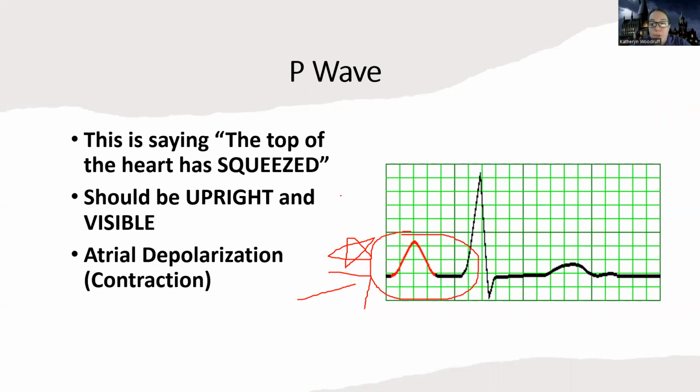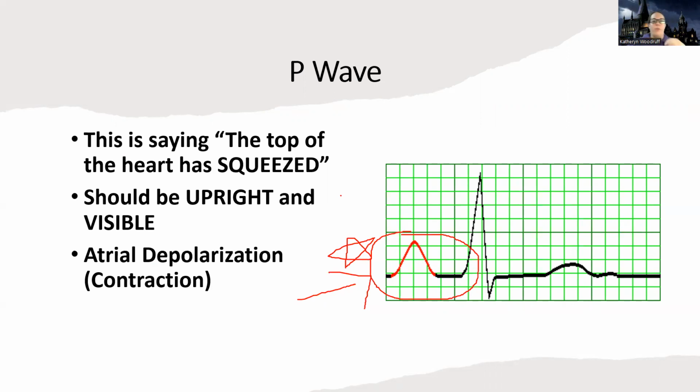Usually I look for this first. When I'm looking at a rhythm, I'm like, okay, let me start with my P waves, because I just like to go in order. So what you should see here is an upright and visible wave, like a hill. Sometimes it might be a little pointier, a little rounder. It doesn't matter, as long as it's upright and visible. That's what makes for a normal P wave.